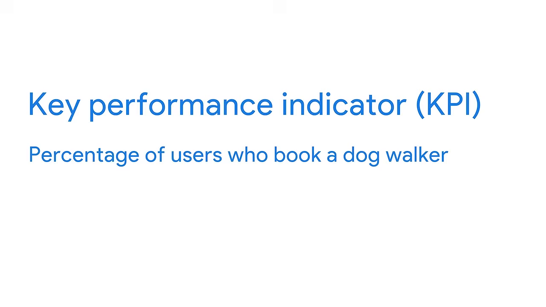Another important element of your plan is the Key Performance Indicators, or KPIs. As a reminder, key performance indicators are critical measures of progress towards an end goal. You might ask, how can you measure your progress towards the research goal? For our app, one thing we should track is how many users in the research study complete their search for a dog walker. So the KPI would be the percentage of users who book a dog walker.